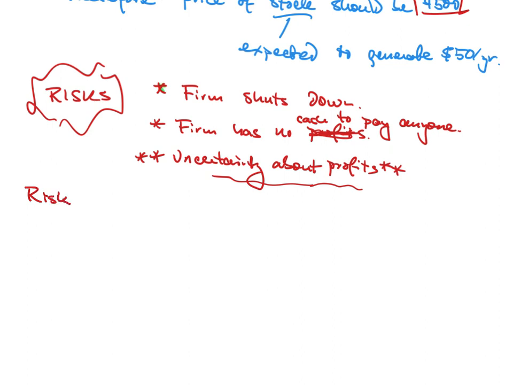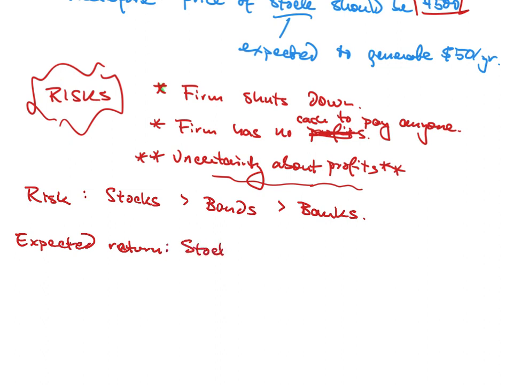So, in terms of risk, let me kind of wrap this up. In terms of risk, stocks are riskier than bonds, and bonds are riskier than banks. But also, a consequence of that. Remember I said that investors need to be paid a premium for taking on risk, so they get a higher expected return, a higher average return when they invest in something risky. So the expected return on stocks is always higher than for bonds, and that's always higher than the return from banks.